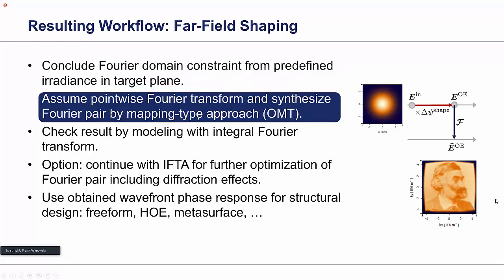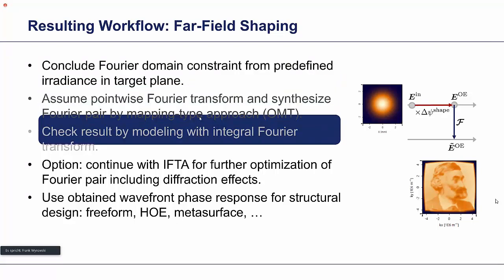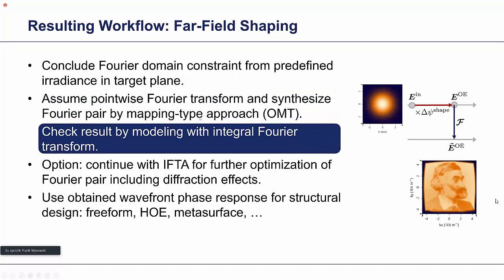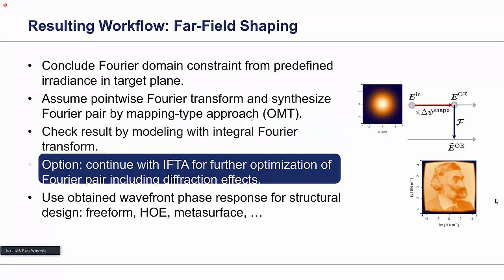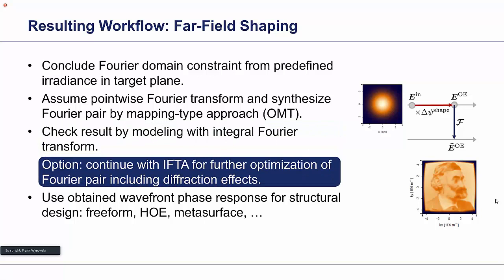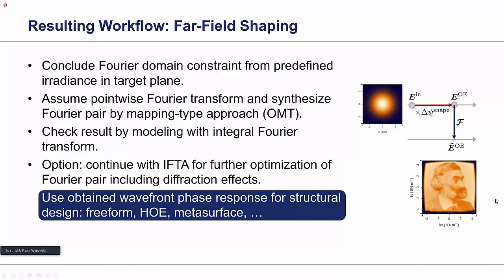Then we check the modeling with the integral Fourier transform, if that's accurate enough. If accurate enough, we are ready. If not, then we continue with the IFTA to further optimize the Fourier pair, including the diffraction effects. And then at the end, we have the delta psi shape. Then we can calculate our freeform surface, our HOE, our meta surface, or whatever we like to do.